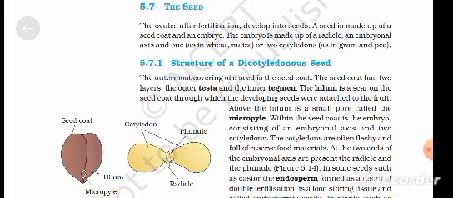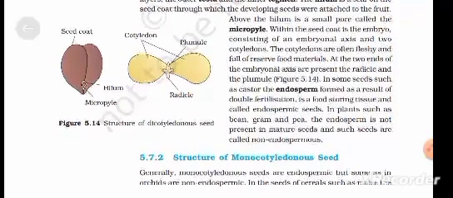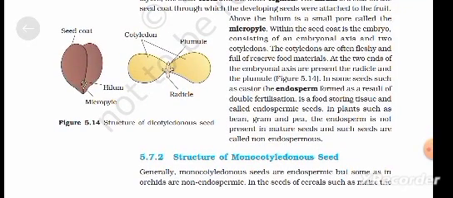Within the seed coat is the embryo, which consists of an embryonal axis and two cotyledons. The cotyledons are often fleshy and full of reserve food material. At the two ends of the embryonal axis are present the radicle and the plumule. In some seeds, such as castor, the endosperm, formed as a result of double fertilization, is the food-storing tissue, and they are called endospermic seeds. In plants such as bean, gram, and pea, endosperm is not present in the mature seed, and such seeds are called non-endospermous.